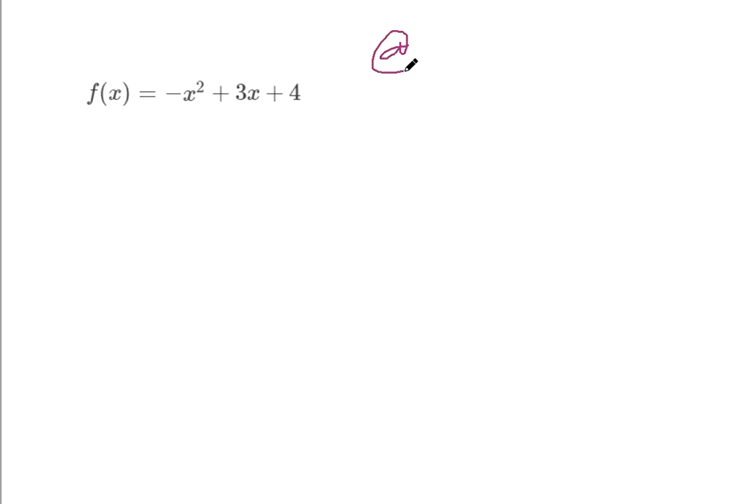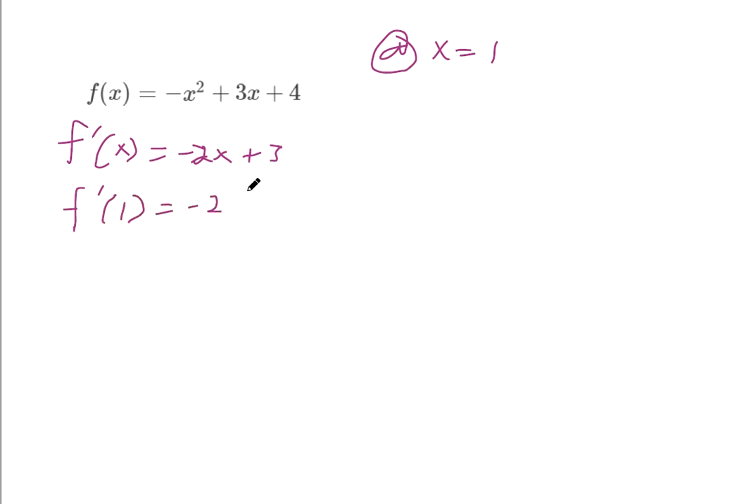We want the slope at x equals 1. So let's do the derivative using the power rule. That 2 comes down and multiplies out front, and then the power gets reduced by 1. The 1 comes down and multiplies, and the power gets reduced by 1. So this is the derivative. And we need the derivative at x equals 1 to find out what the slope is. It's a negative 2 plus 3 makes 1. So our slope is 1.